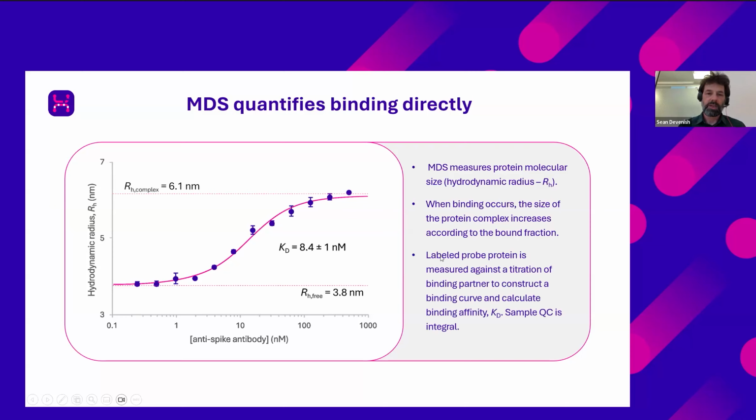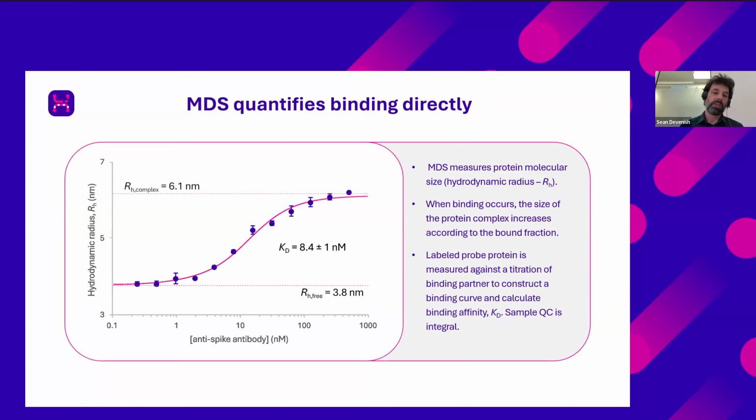Now, by fitting this curve, we can get the KD. This is obviously the key parameter we're primarily interested in. But we also get, alongside that, these quality control measures shown here. So the RH free is the size of our free antigen. And this reports the quality of our antigen.